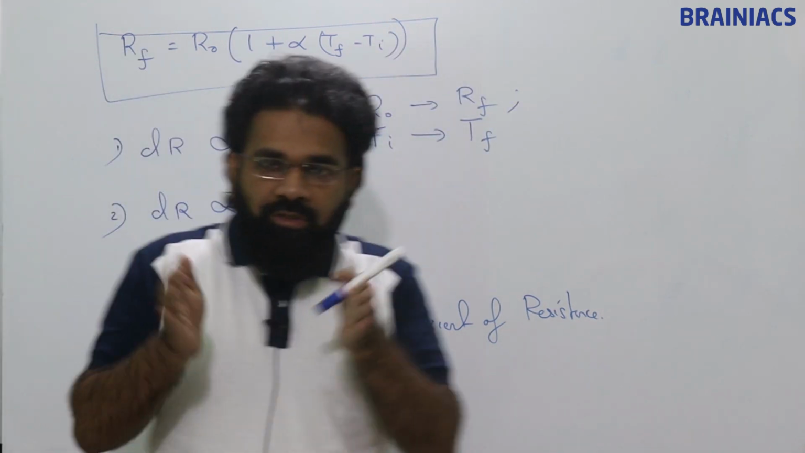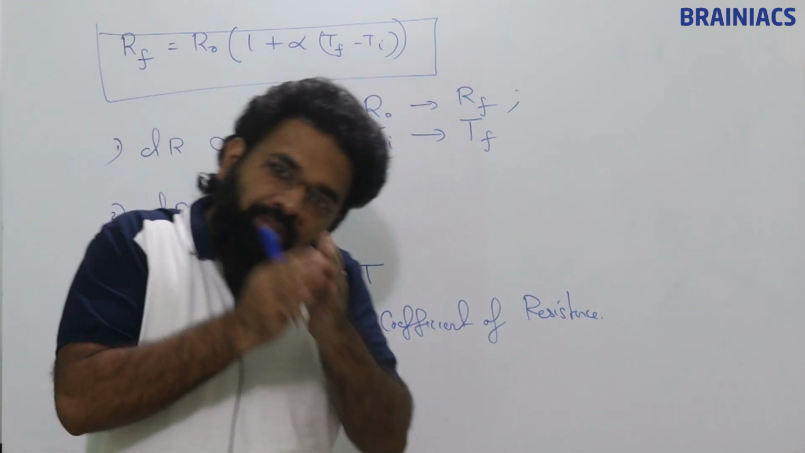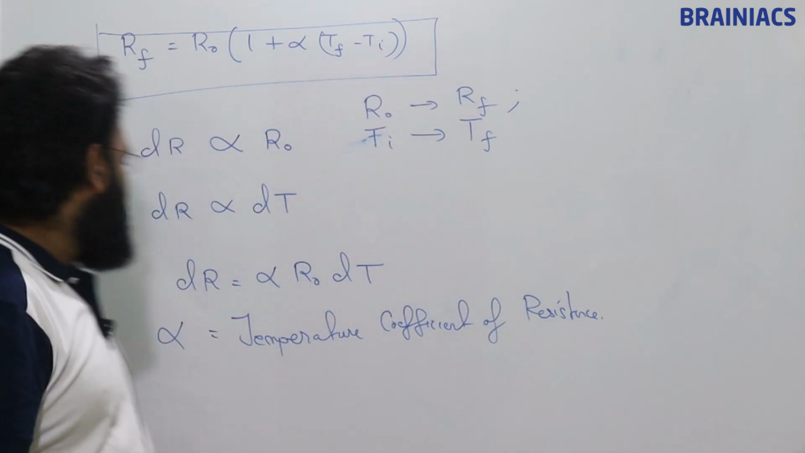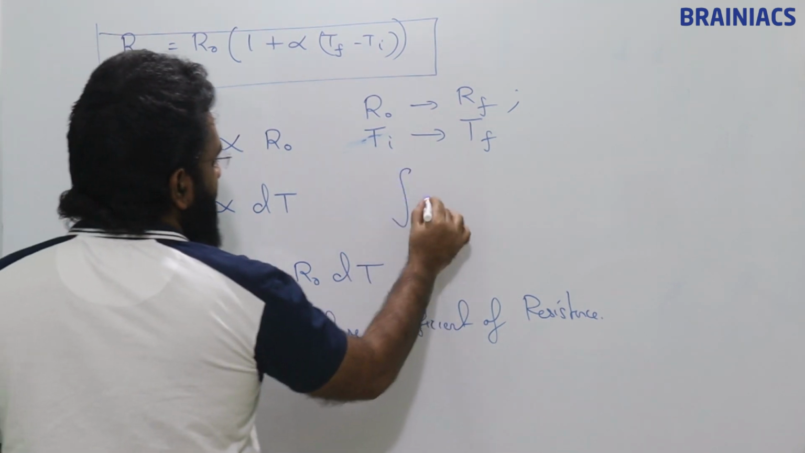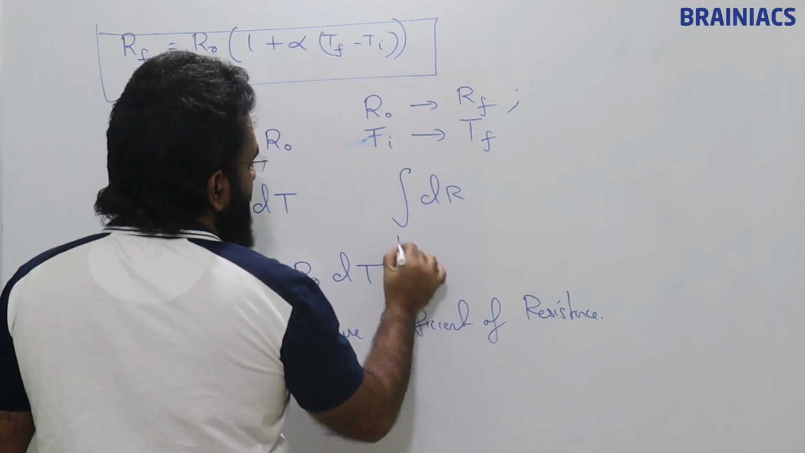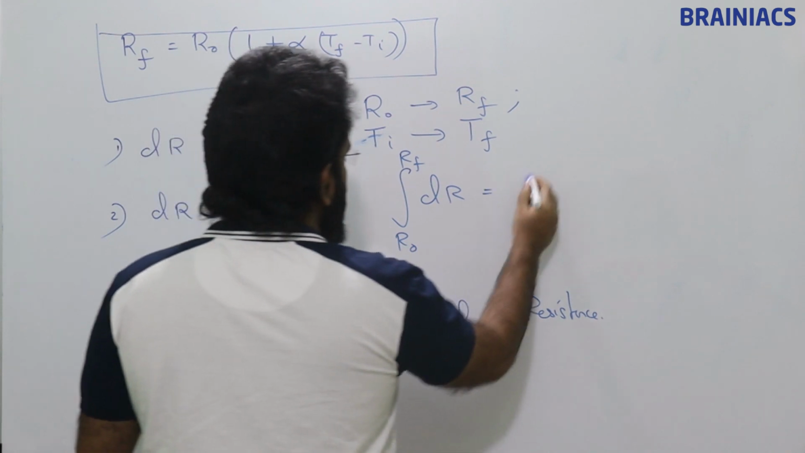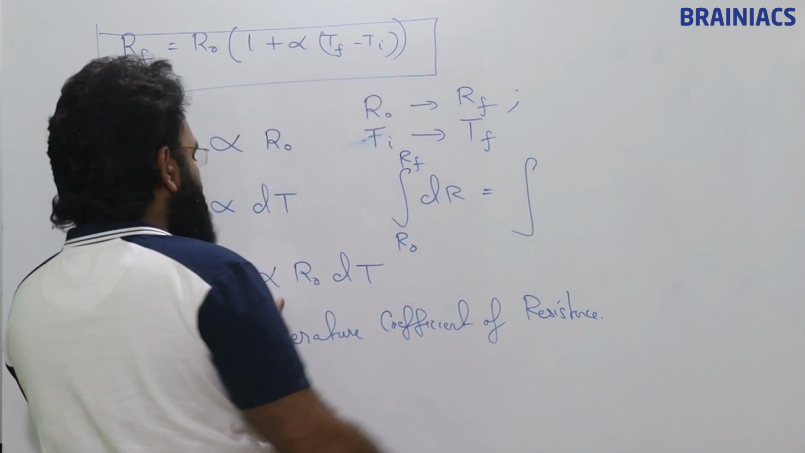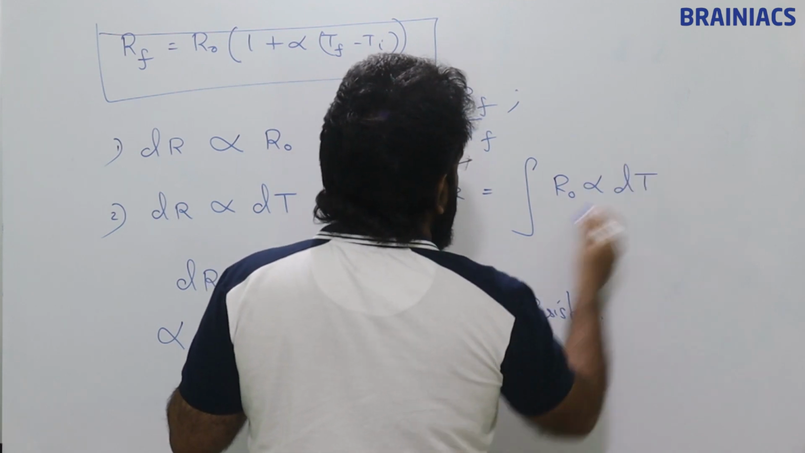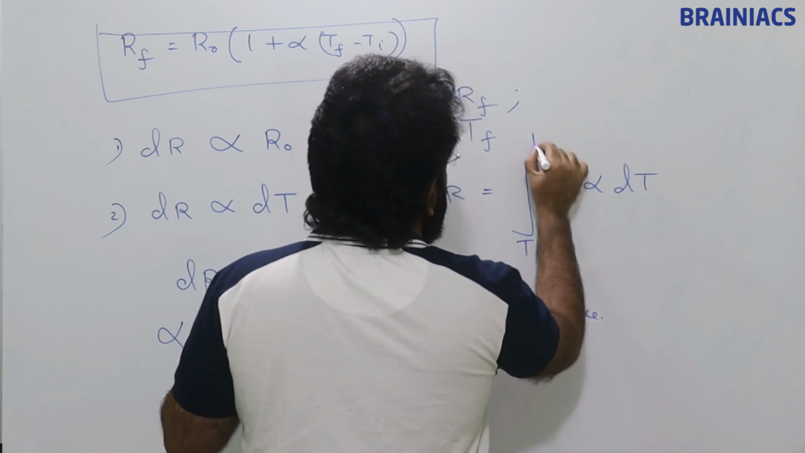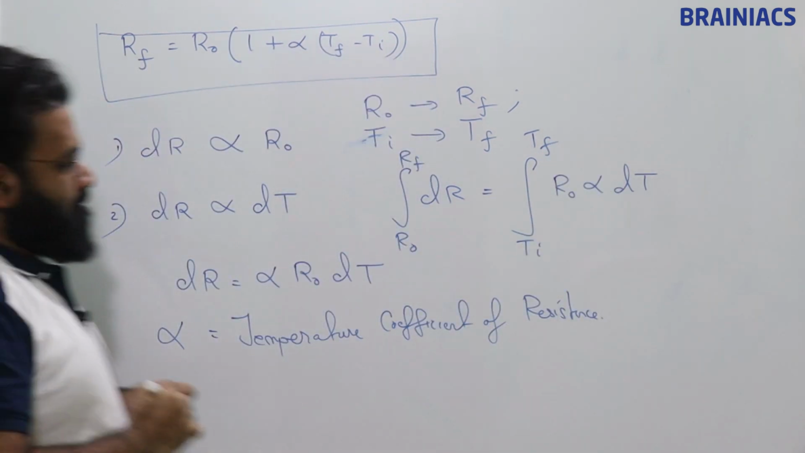So all those small changes we will have to add. So what we do, this formula we will integrate: integral dr from R naught to RF is equal to integral R naught alpha dt, from initial temperature to final temperature. Clear?